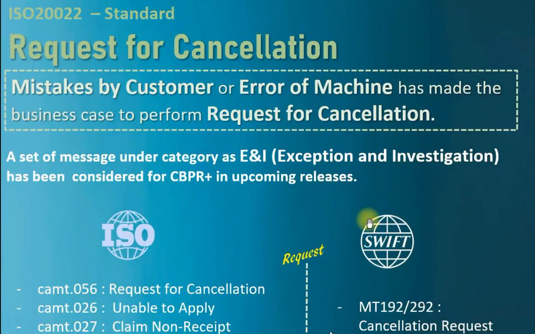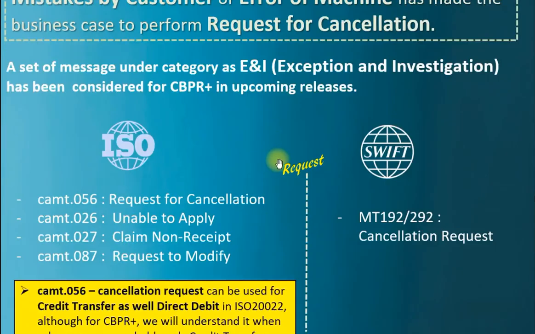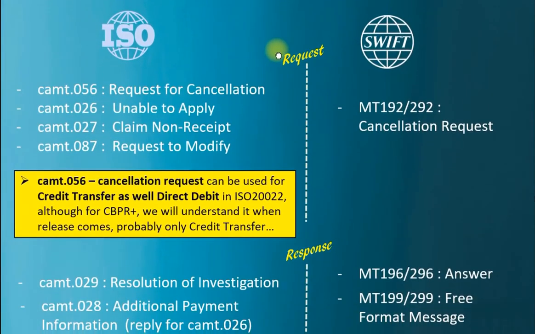When any problem or mistake happens, maybe from the customer or the machine has done something wrong while doing the transaction, it may be unintentionally sent or wrongly sent, then there comes the concept of request for cancellation. So that is the business derivation behind that. A lot of messages have been prescribed under the ENI by ISO, but we will see how they are going to be used in the CBPR Plus in the upcoming release. But as of now, let's evaluate a few of them, how they are prescribed by ISO 20022 and how it is happening in MT. So just take one example of request for cancellation.